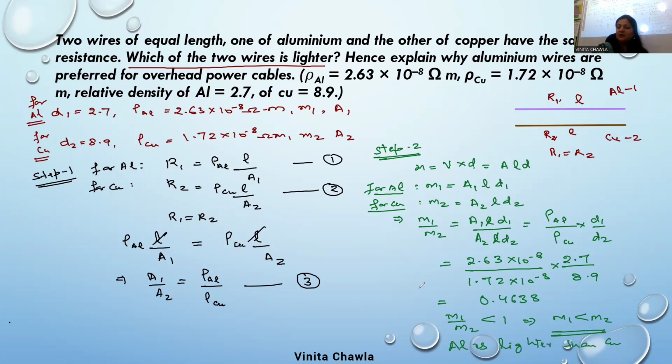And because aluminium is lighter, it is preferred for overhead cables over copper. Because it is lighter, it is preferred for overhead power cables.